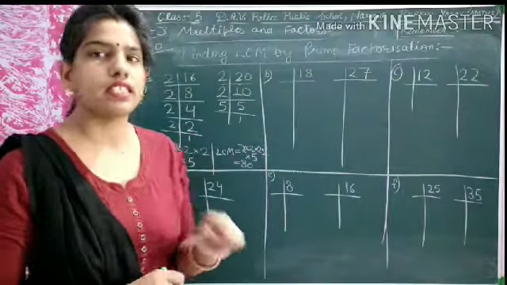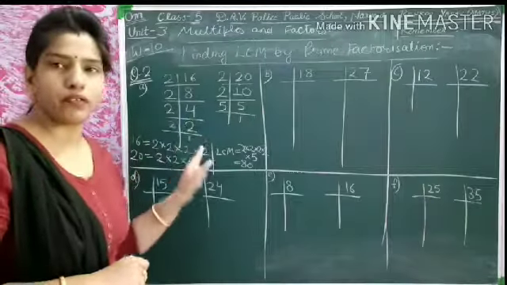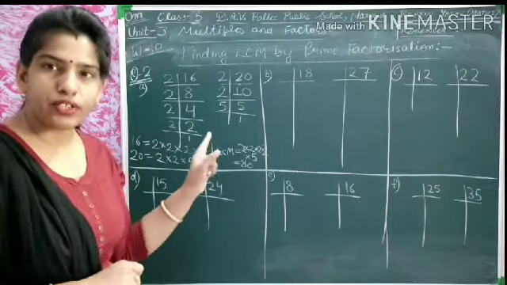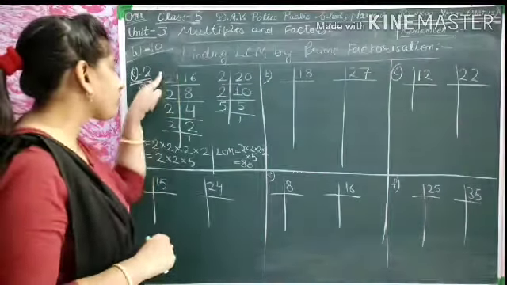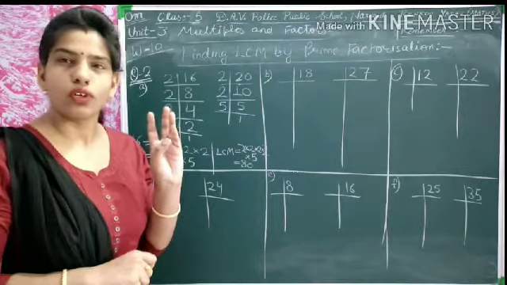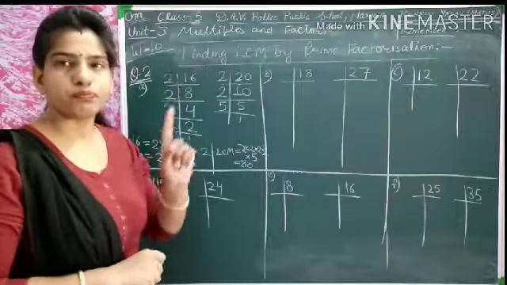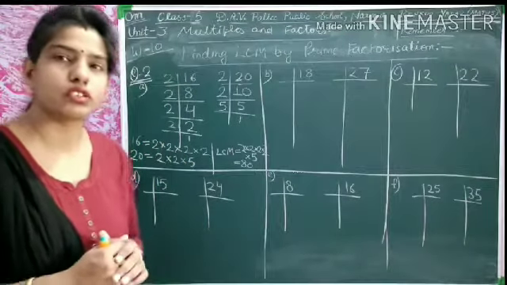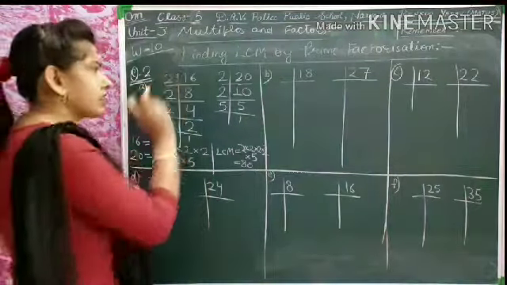You will understand how to do this prime factorization. For prime factorization, you will divide by prime factors only: 2, 3, 5. You will not divide the number by 4. You can't divide by 4 because it is not a prime number.